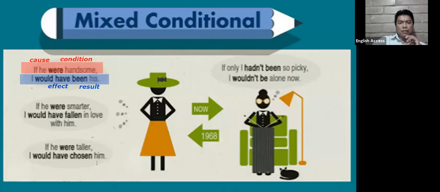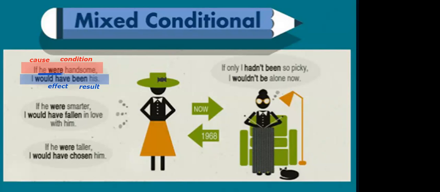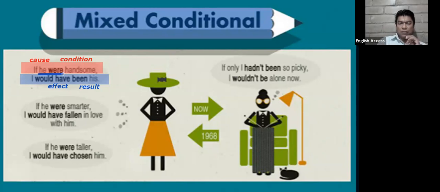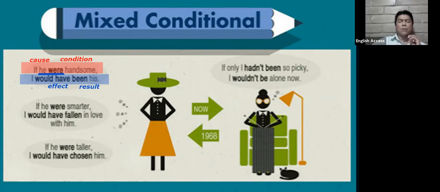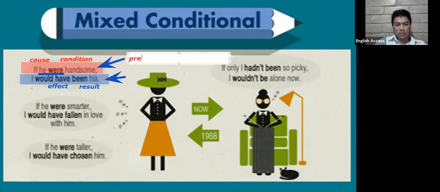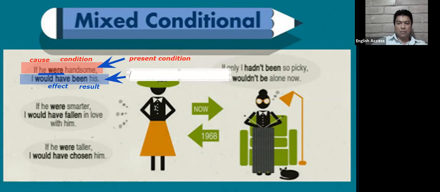So if he were, what tense is this? Simple past. So if my imaginary situation is in simple past, what is my real situation? Using a modal in past. Present perfect. Perfect. I asked the wrong question. So here I have a present condition with a past result. Okay. Can we go to the next one?